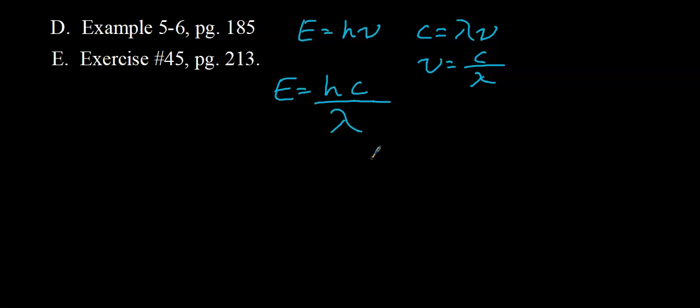Make sure again that your wavelength is in meters. Speed of light is going to be meters per second. Planck's constant joules seconds. So everything's going to cancel except for joules. And again, as it shows in the book there, that is the energy per photon. And they show as well the energy per mole of photons as well.